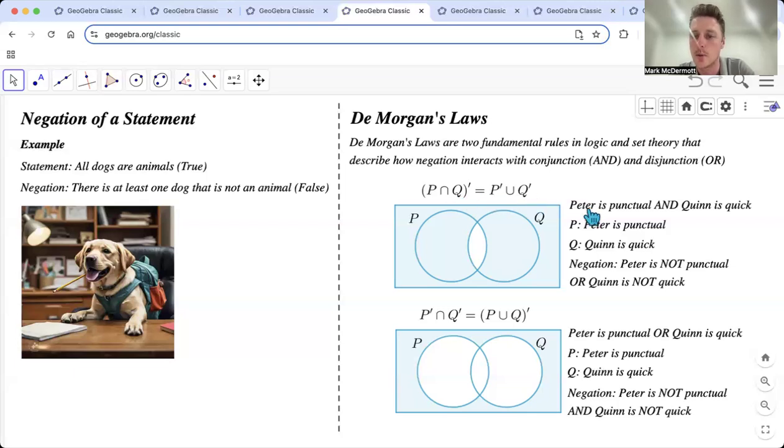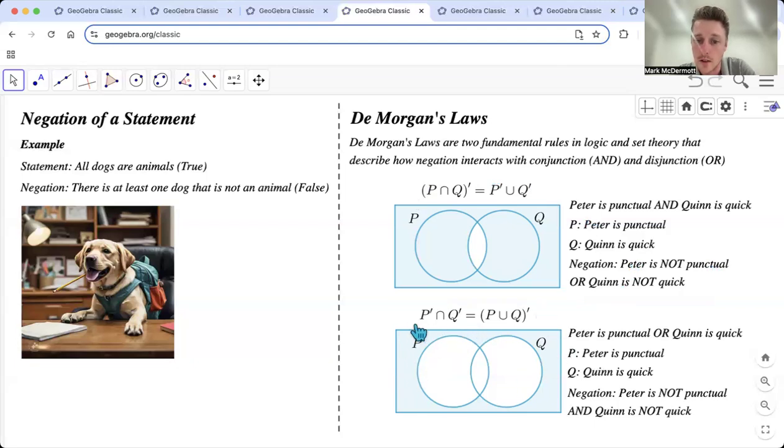If we look at an example here, we could say Peter is punctual and Quinn is quick. So P is that Peter is punctual and Q is that Quinn is quick. The negation of this is that Peter is not punctual or Quinn is not quick. So that is the correct negation of this statement. Remember, our use of the word and here is very particular. Peter is punctual and Quinn is quick. The correct negation of that using this logic is that Peter is not punctual or Quinn is not quick.